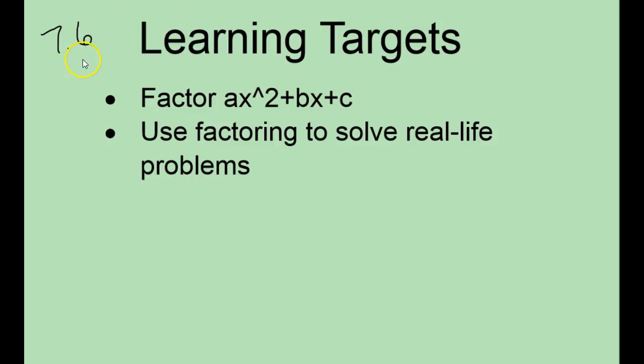All right, here we're going to be looking at section 7.6, and our learning targets are factor ax squared plus bx plus c. You'll see this is a little different because I have this other value in front of my x squared term. We've been working with very similar trinomials, but this has always been a 1 before now. So now it's a different number, so we have to use some different strategies. Then we're going to be using factoring to solve real-life problems.